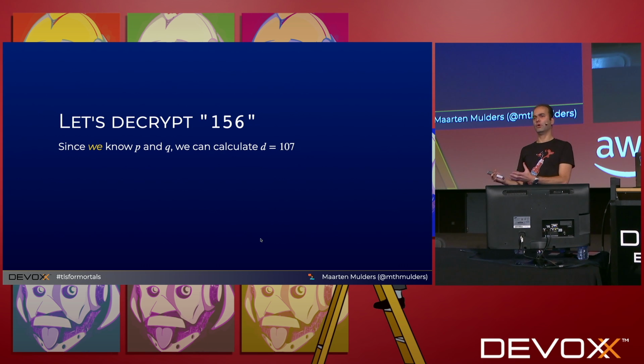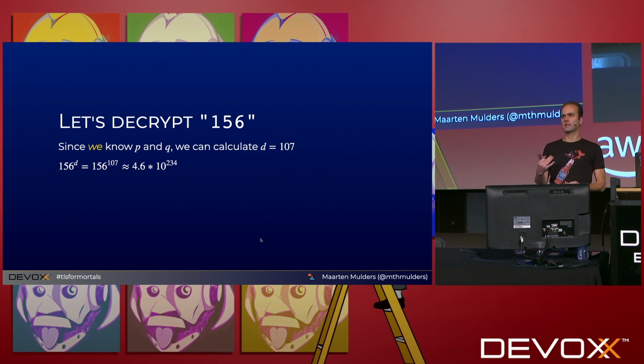Now 156 is the outcome, and if we want to decrypt that, again we should know the individual values for P and Q. By knowing those, we can derive the value of D, and then we can decrypt this encrypted message of 156. We calculate 156 to the power of D, which is 107, and this is approximately 4.6 with 234 zeros behind it. Yes, this is rounded. This is not exact. Your calculator on your phone isn't going to do this for you. Excel doesn't do it for you, so you really need to write some code if you want to verify this, but please trust me on this one.